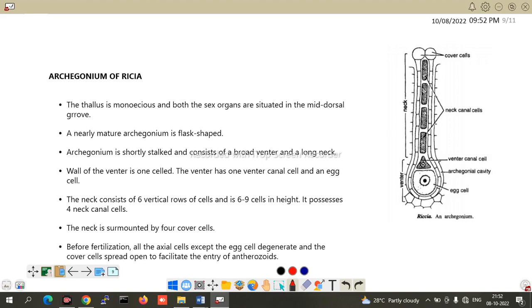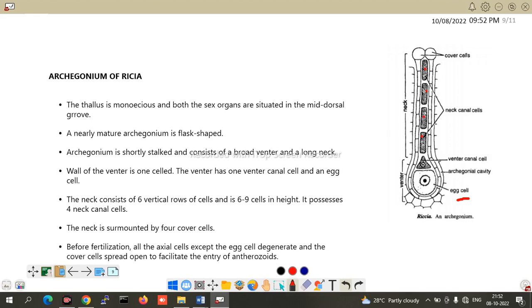The neck consists of 6 vertical rows of cells. It possesses 4 neck canal cells. Here are the 4 neck canal cells. It is also protected by a protective jacket. Before fertilization, all the axial cells except the egg degenerate and the cover cells spread open to facilitate the entry of antherozoids. The antherozoids are the sperms which are liberated by rupturing the jacket.